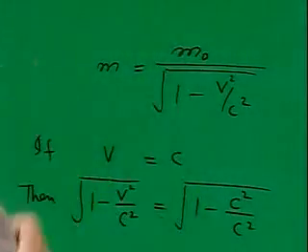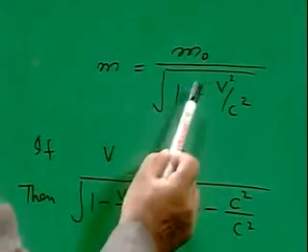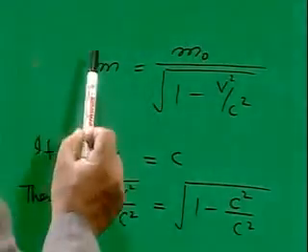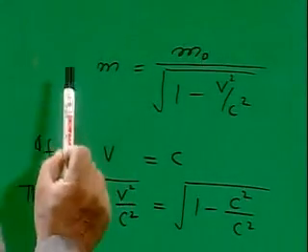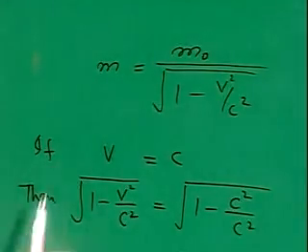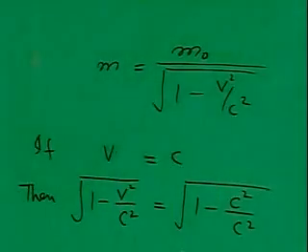Suppose m0 is the rest mass of an object which is placed in a moving frame of reference. V is the velocity of the frame of reference, c is the velocity of light, and m is the mass of the same object as observed by an observer outside the frame of reference. Then according to Einstein's result, m is equal to m0 over the square root of 1 minus v square over c square.